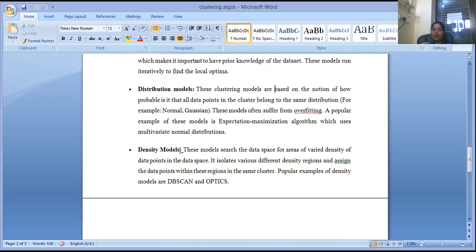Now, if you talk about the density models, we can say that these models search the data space for areas of varied density of data points, and they isolate various different density regions and assign the data within these regions to the same cluster. Popular examples of density models are DBSCAN and OPTICS.